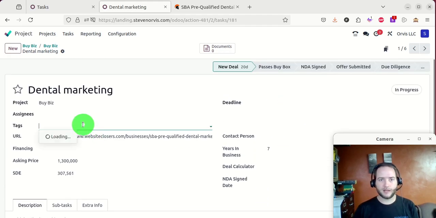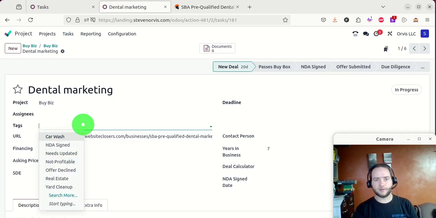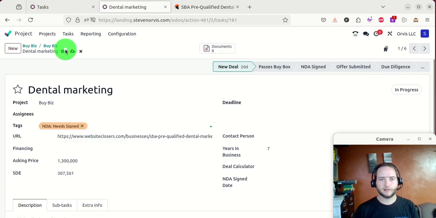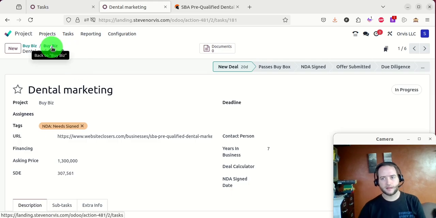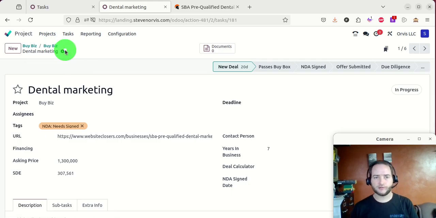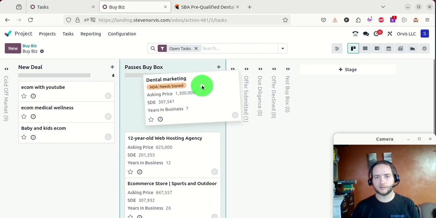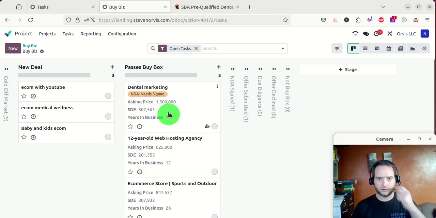And I'm going to go ahead, maybe I'll do NDA needs signed. I'm going to do that. And new process here for me. I don't have a needs signed NDA column, and I don't necessarily want to make one. Oh, I have a passes deal box, so I can put that over there. So then I can have a next step. So that's good there. At least I get it over.